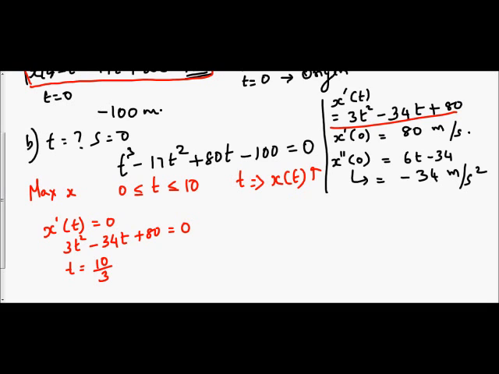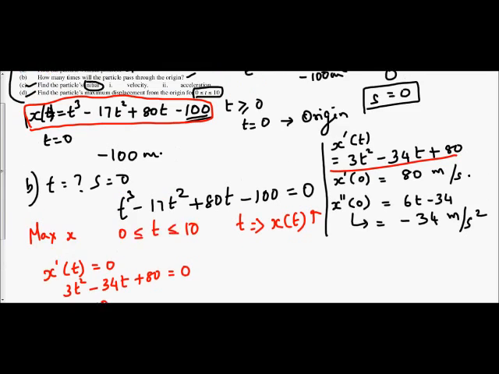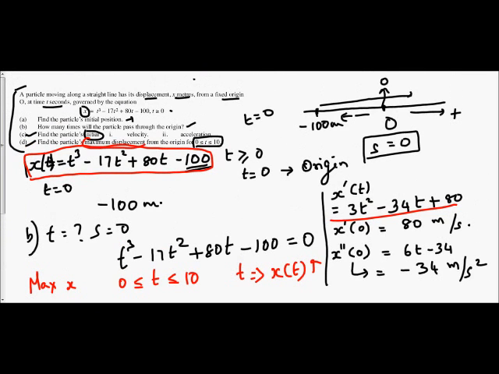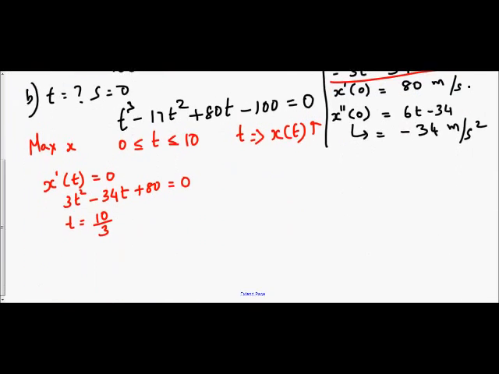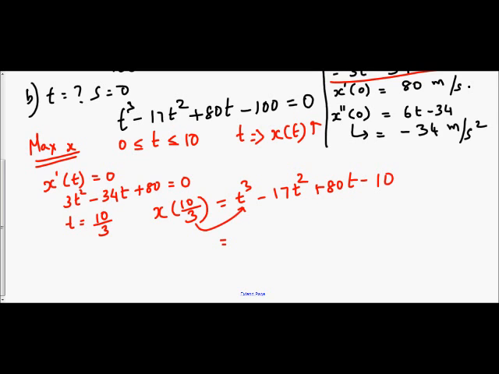And you cannot stop here. The question is, what is the maximum displacement? So you need to find x of t. So you need to find the maximum value of x. That is, you need to substitute the t value in the equation for x of t, which is t cube minus 17t square plus 80t minus 100. When you substitute 10 over 3 into t, the value would be 14.81 and something. You can round off to two decimal places. So this is the maximum displacement.